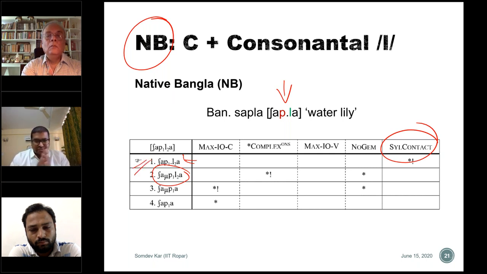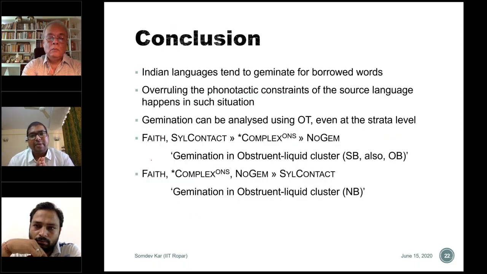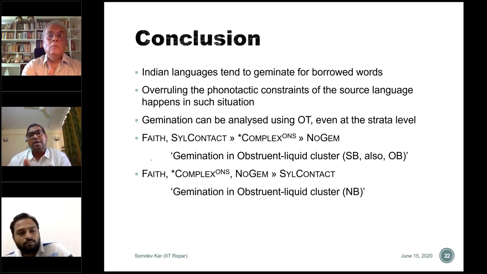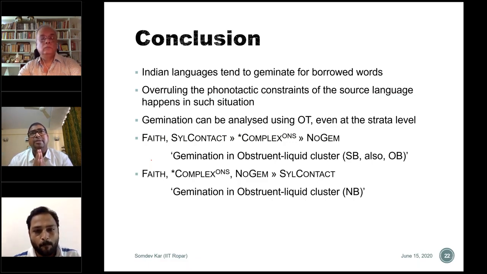Okay, so basically our focus here is that Indian languages tend to geminate, particularly for borrowed words. There are cases, of course, Bangla is one language. For example, in Hindi, the borrowing is happening in words like mitra, avashya, and such cases, but gemination is happening. Whereas in the case of borrowed words, the gemination is happening, even overruling the phonotactic constraints of the source language.